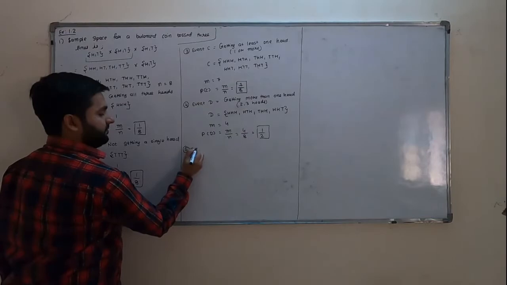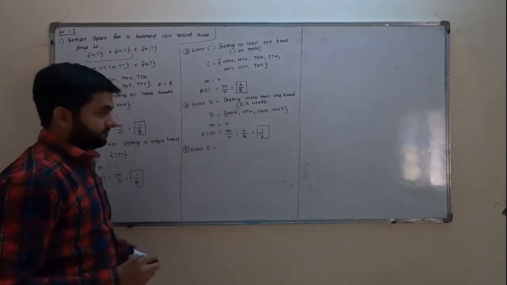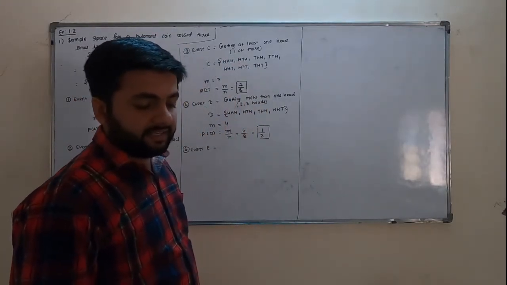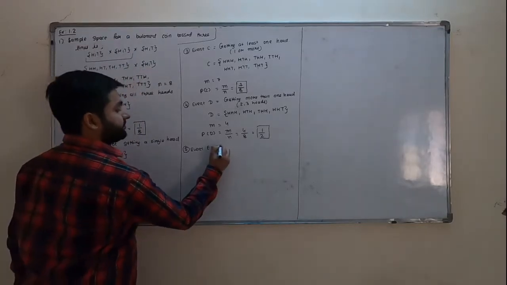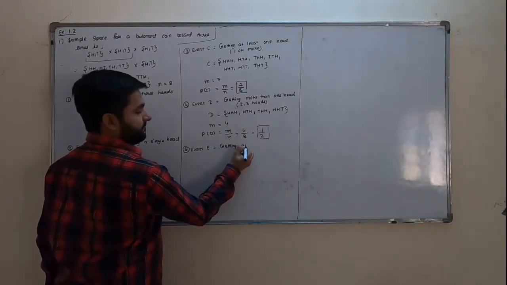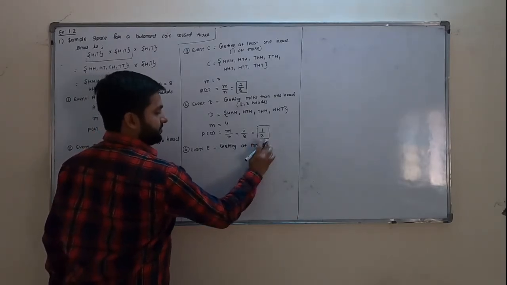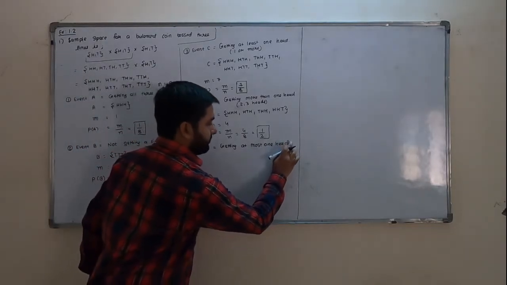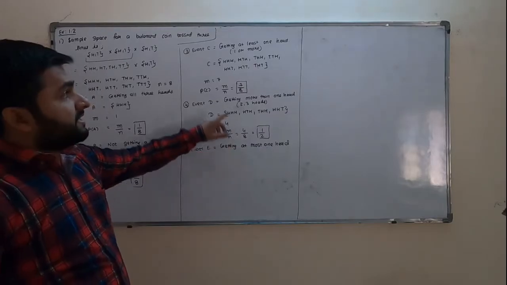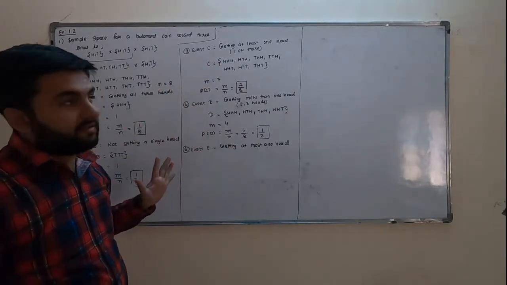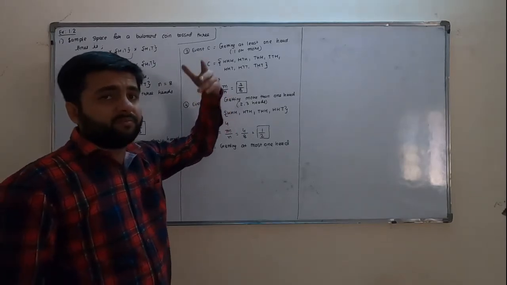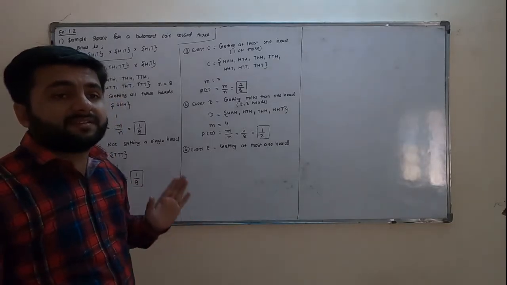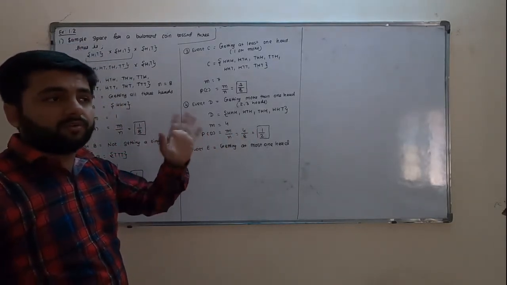Number 5, event E. Now what is given in event E means the 5th question, getting at most one head. Now at most one and at least one are to be understood carefully. At least one means one is acceptable, more than one is acceptable. At most one means 0 is acceptable and 1 is acceptable. Okay, not more than 1 is accepted.